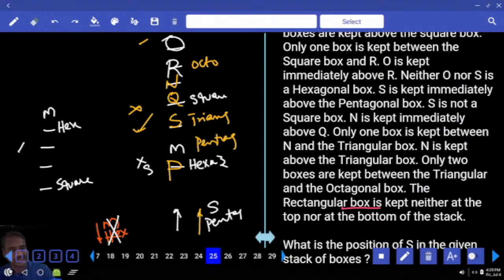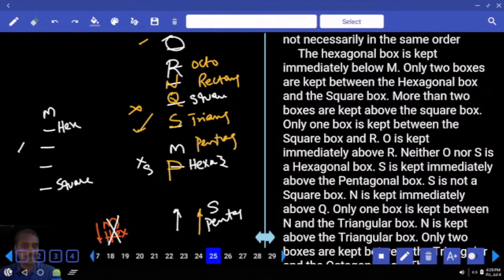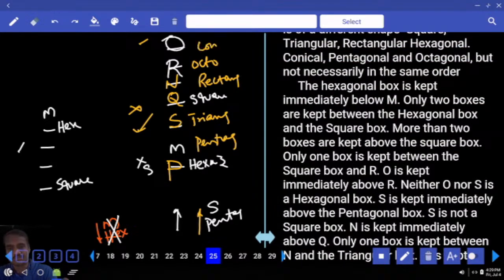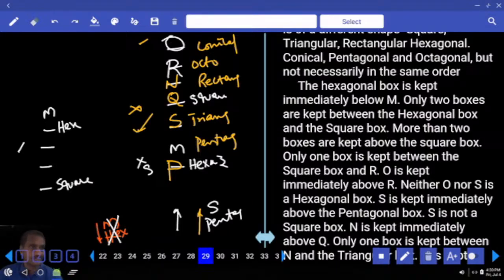Rectangular box is kept neither at the top nor at the bottom. Rectangle cannot be at the top, hence N must be rectangular. If N is rectangle, then what else is left over? Not conical. O is conical. Done? Now this is from 25 to 29. Question numbers 25 to 29. Then coming to question number 30.